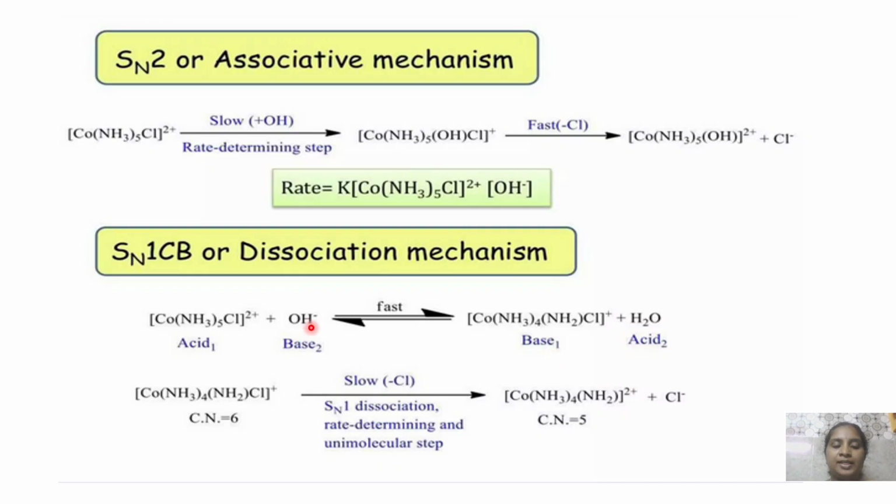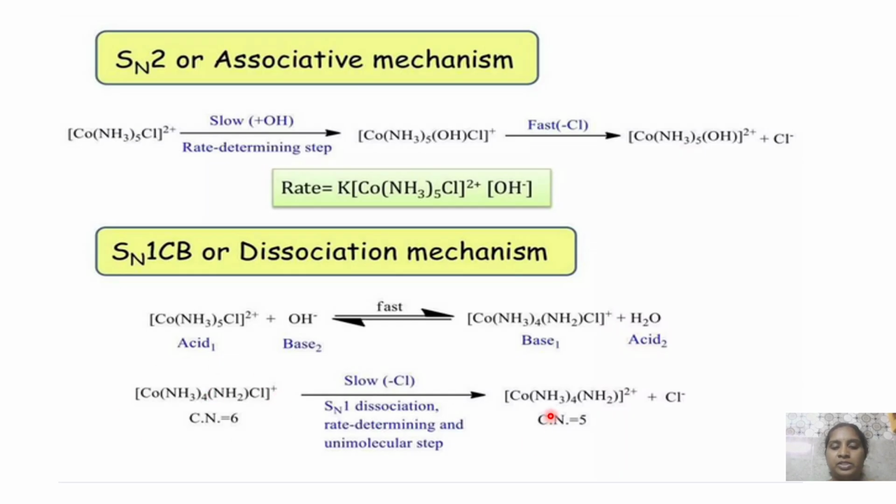Whereas hydroxide, which is attacking the complex, is initially a base. Taking the proton from the reactant, it converts to the acid. The resulting conjugate base still has coordination number 6 only. What is the next step? There is dissociation of Cl minus from this complex.